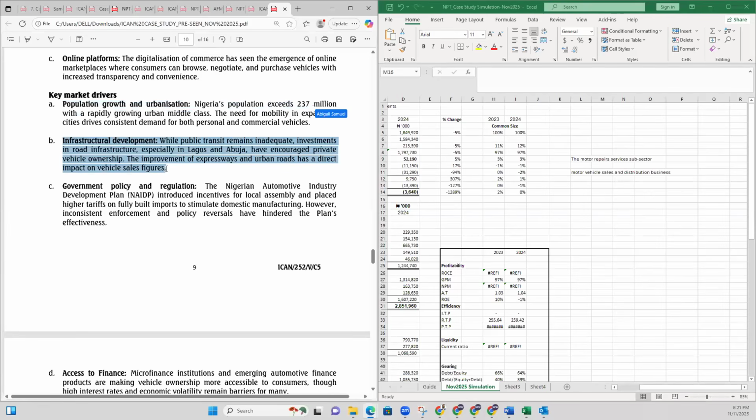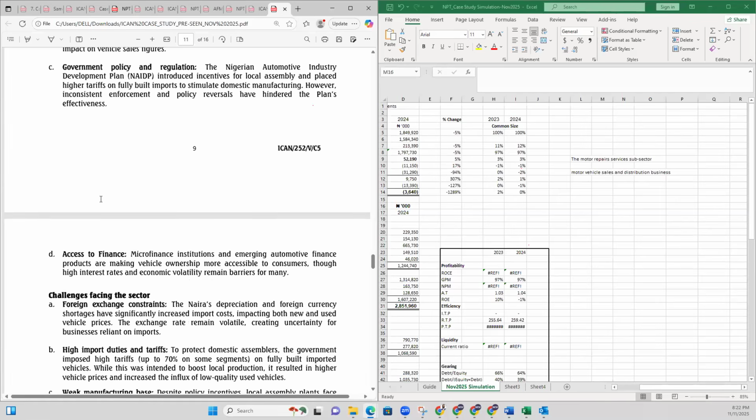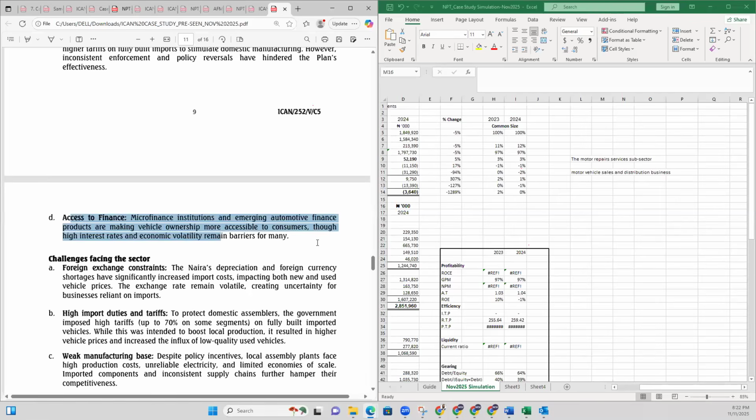Infrastructure development is also a key driver. Most states now, as we get better roads, people are able to drive smoothly, and it encourages them to buy a car. And then government policy and regulation. Whether we like it or not, there have been a few policies that try to encourage things in the sector around importation restriction, encouraging local assembling of cars and stuff like that. We have seen it.